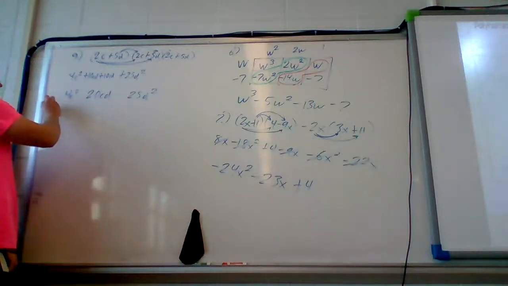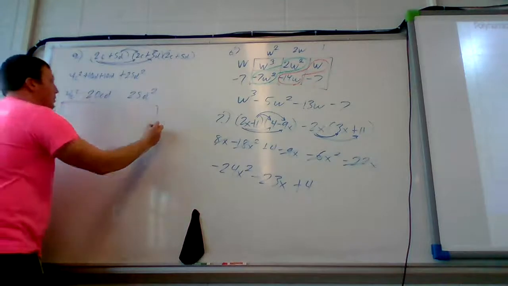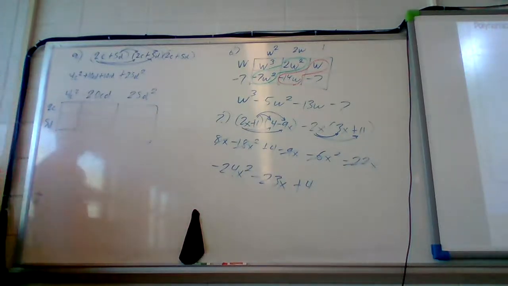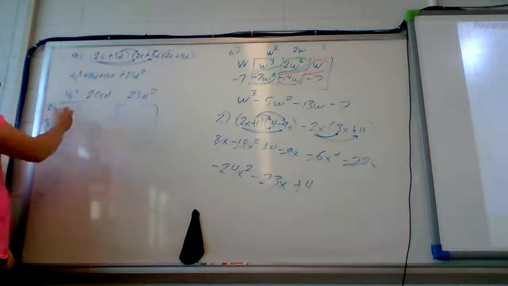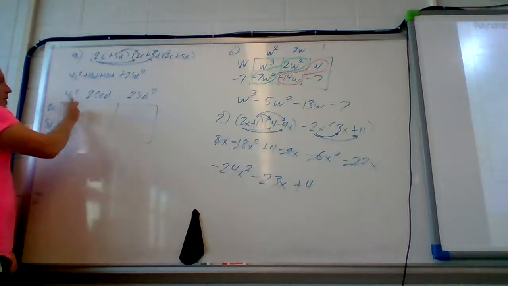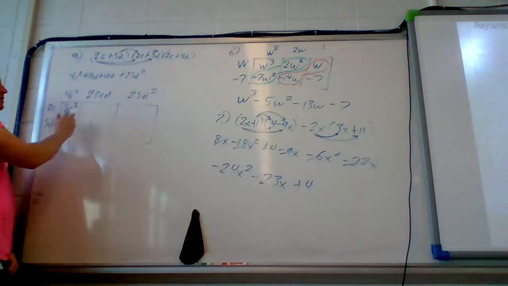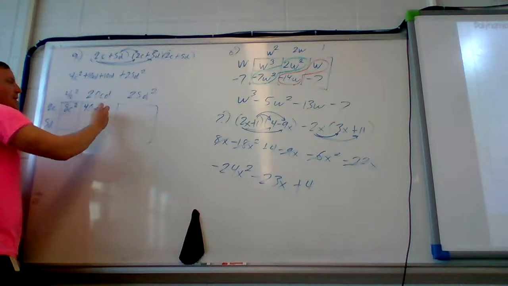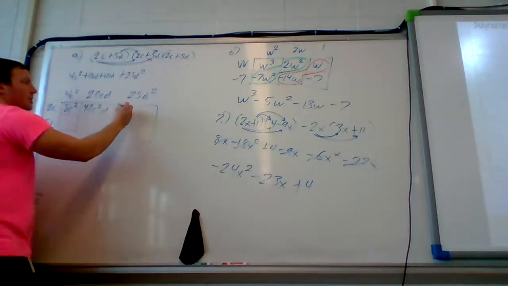So I'm going to go ahead and do our little box to make it easier. So 2c times 4c squared is 8c cubed. 2c times 20cd is going to get us 40c squared d. And we have 2c times 25d squared is going to get us 50cd squared.